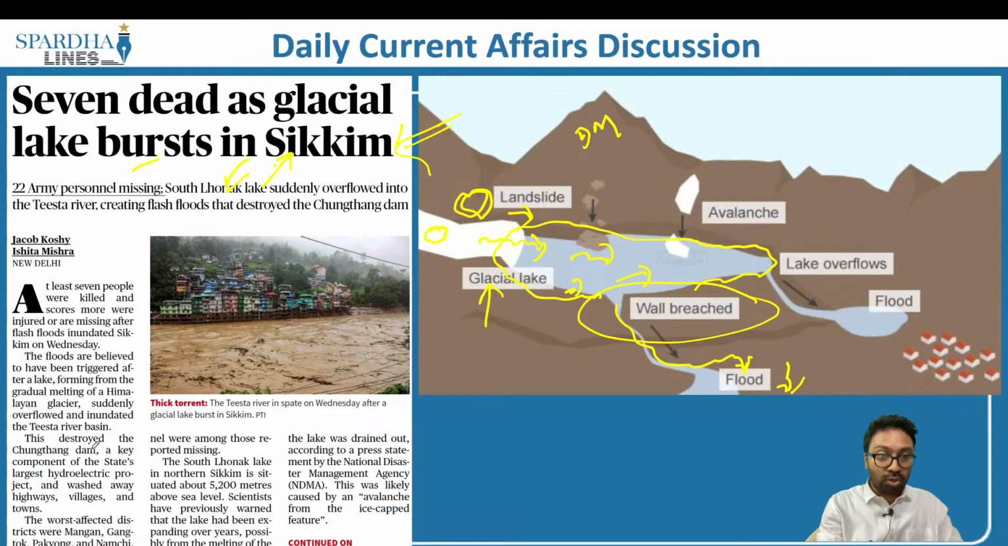This destroyed the Chungtung Dam. So Chungtung Dam is another important parameter from your preliminary examination, a key component of the state's largest hydroelectricity project, and washed away highways, villages as well as towns.